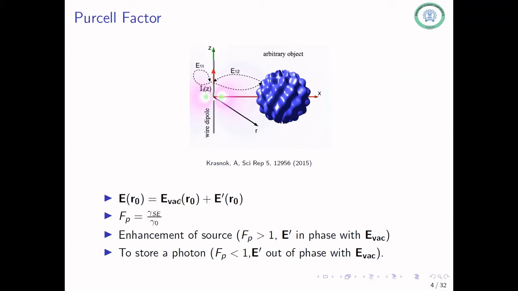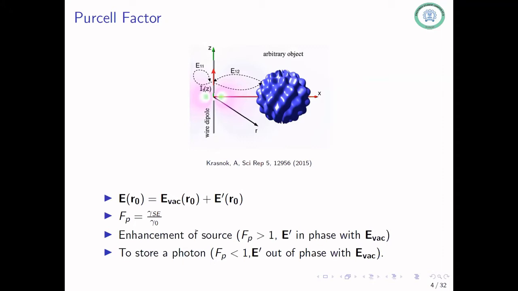And so we can quantify this enhancement in terms of the Purcell factor. The Purcell factor is simply the ratio of the spontaneous emission rate with your cavity divided by the spontaneous emission rate in vacuum.